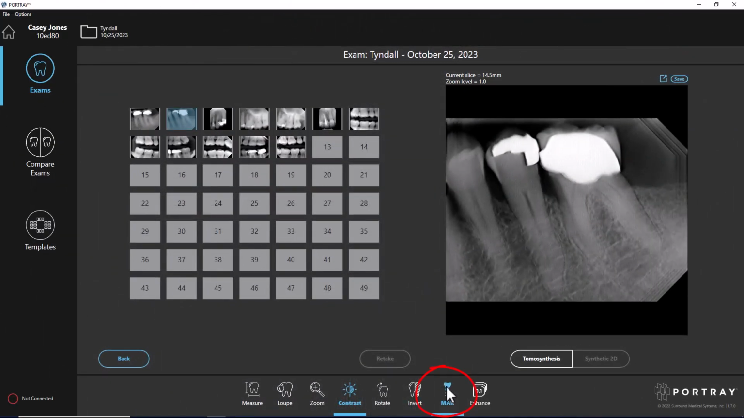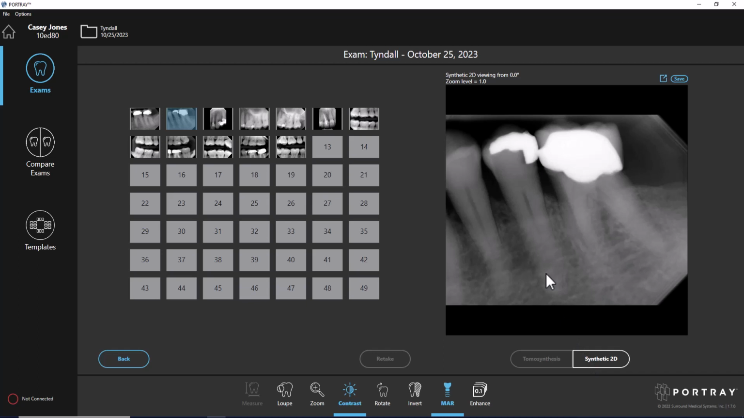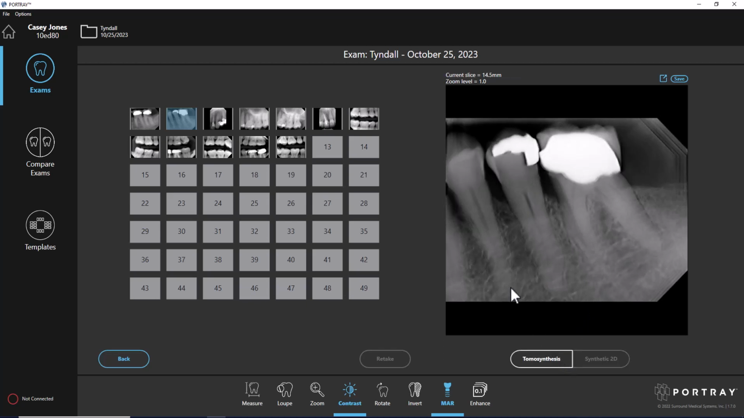I'm going to, again, hit the metal artifact reduction. Let's see what this looks like in a synthetic 2D. This is more like a two-dimensional image your standard X-ray technology would give you. And we can see there are bone levels here. This is a very good, just basic two-dimensional image. We go now to the tomosynthesis.